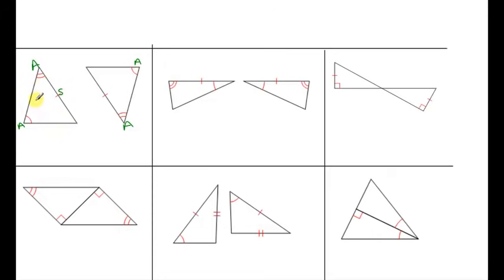Which shortcut are we looking at? Well, if you notice where the side is, it's not the side between the angles, it's on the outside of those angles. So I'm going to list my two angles, and then my side is outside of those. This is AAS, angle, angle, side. These are congruent triangles.